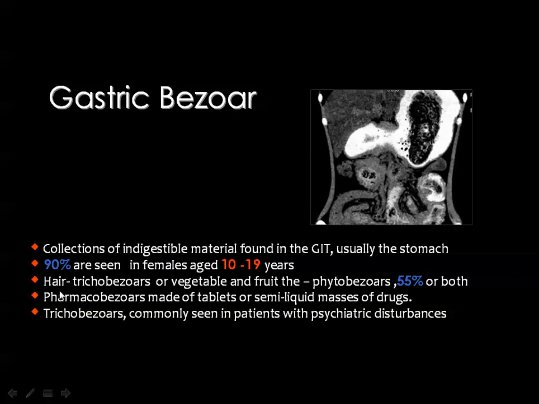If the bezoar is made of hair, then it's called trichobezoar. Made of vegetables and fruits, this is phytobezoar. Made of medications, it is known as pharmacobezoar, which is made of tablets or semi-liquid masses of drugs. The most common type of gastric bezoar is that made of hair, and you know that hair is indigestible, and some of the mentally defective patients may swallow a large amount of hair, which may accumulate and block the stomach.